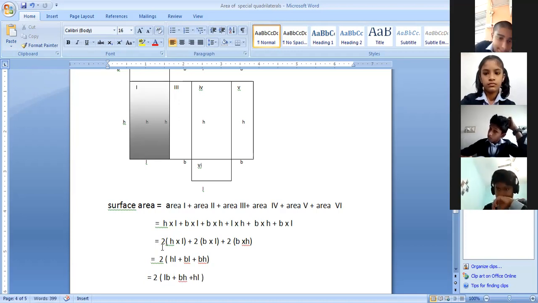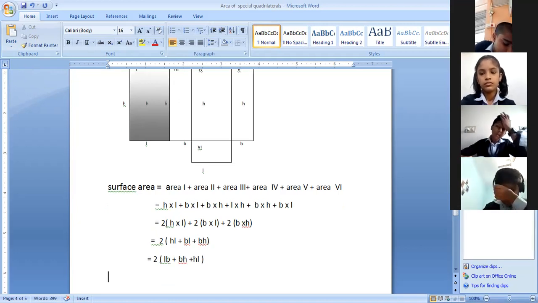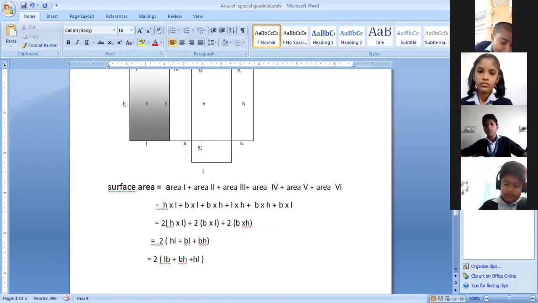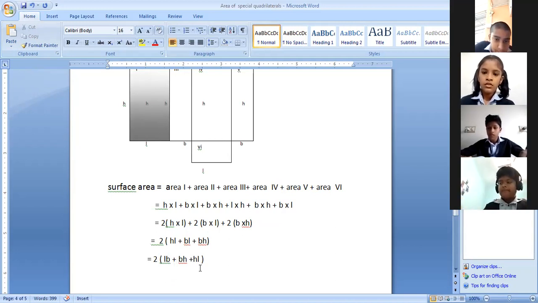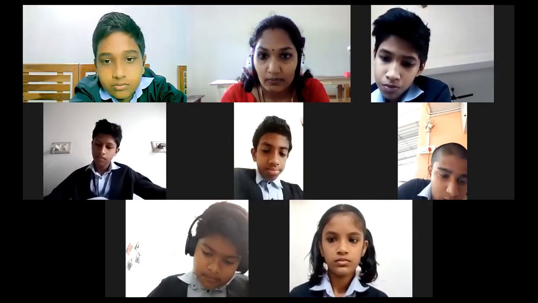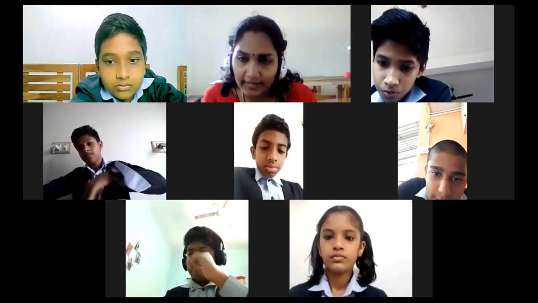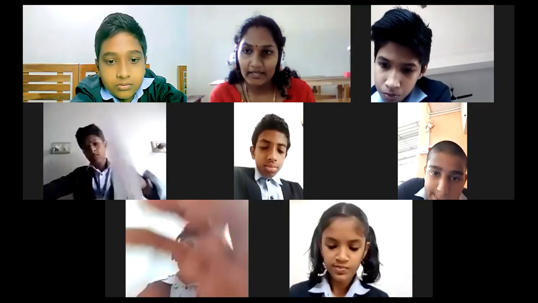Okay, this is the equation to find the surface area of a cuboid. You will be given L, B, and H, length, breadth, and height. So to remember this equation, you have a shortcut. Wait, I'll use the share screen, whiteboard. Our equation is 2 into LB plus BH plus HL.